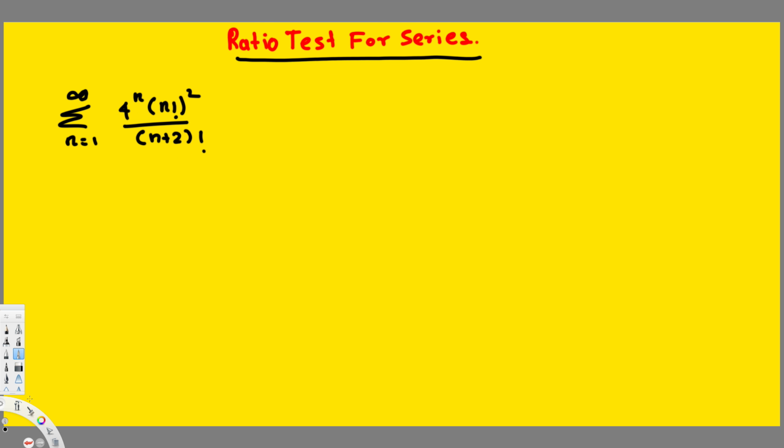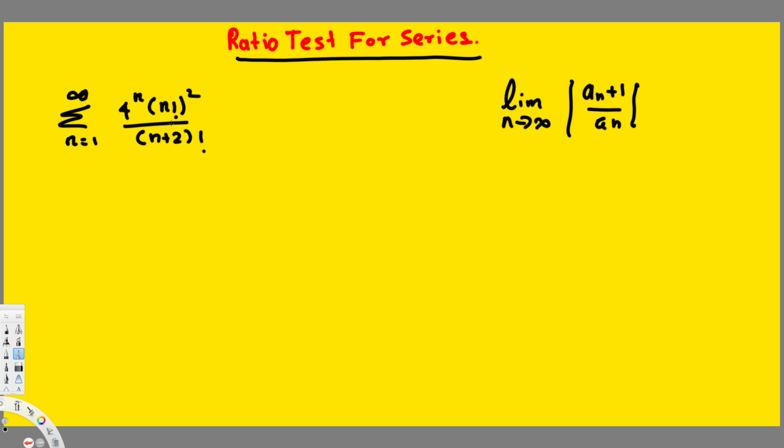Let's find out whether this series converges or diverges using the ratio test for series. The first thing we have to do is take the limit as n approaches infinity of the absolute value of a_(n+1) over a_n and check whether it is less than 1, greater than 1, or equal to 1. If it's less than 1, it converges. If it's equal to 1, no conclusion, and if it's greater than 1, it diverges.